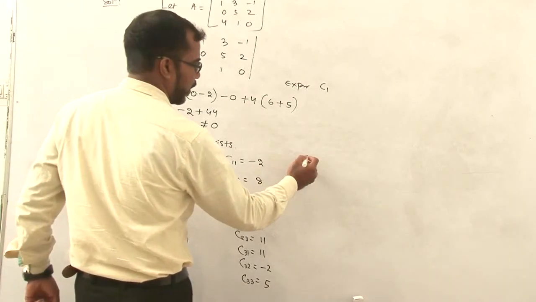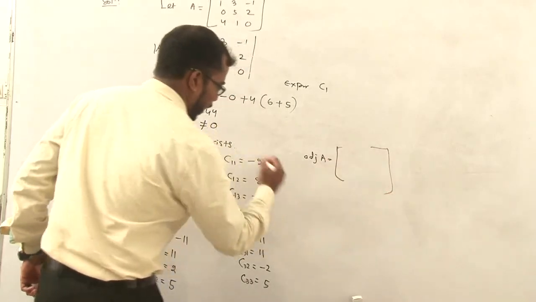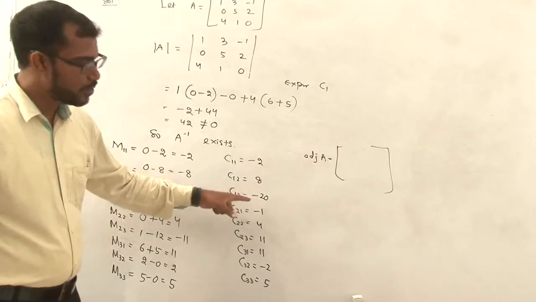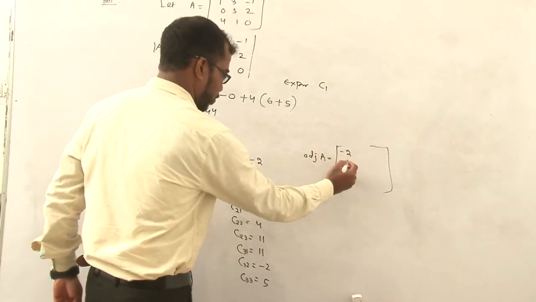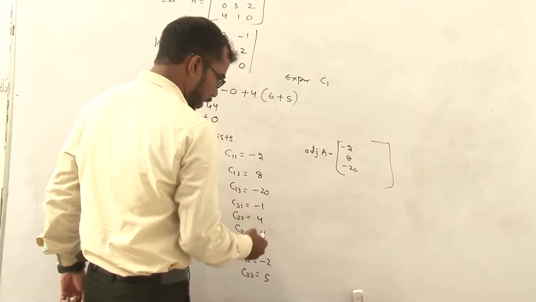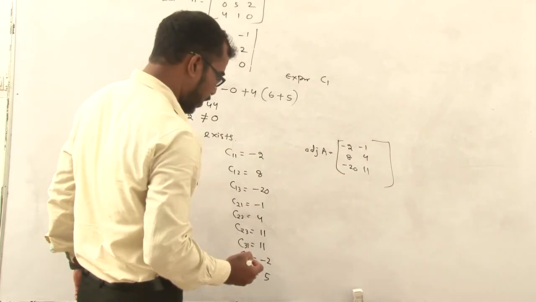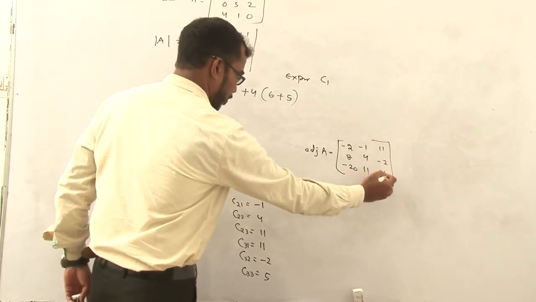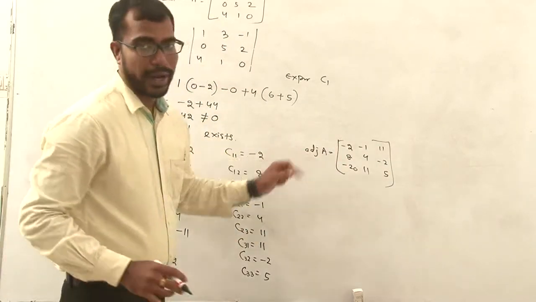Now you can write the adjoint of A. As there are 9 elements, you write the first 3 elements in the first column, so you write -2, 8, -20. The next 3 elements you write in the second column, and the third column is 11, -2, 5. Okay, so this is the solution to find the adjoint of A.